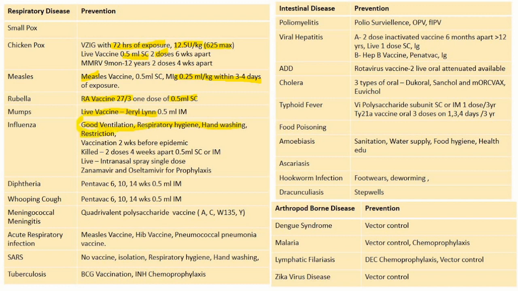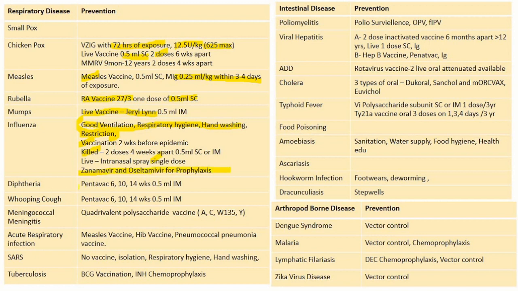So all these things can be applied for all the respiratory infections. Vaccination 2 weeks before the epidemic is needed. Killed vaccines, 2 doses are available 4 weeks apart, 0.5 ml subcutaneous or IM. Live vaccines are an intranasal spray, which is a single dose, which is also present. Zanamivir, oseltamivir for prophylaxis can be given.